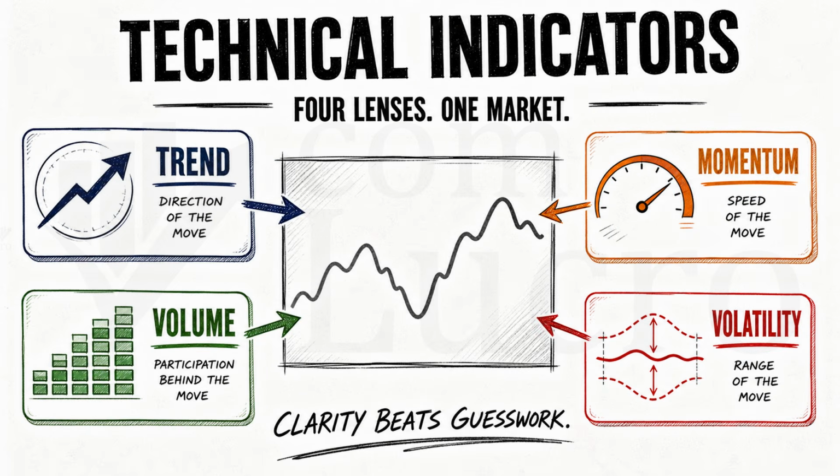We'll cover the four main families of indicators: trend, momentum, volume, and volatility. Each one gives you a different lens on the same price action, and knowing which lens to look through is what separates a confident decision from a guess.